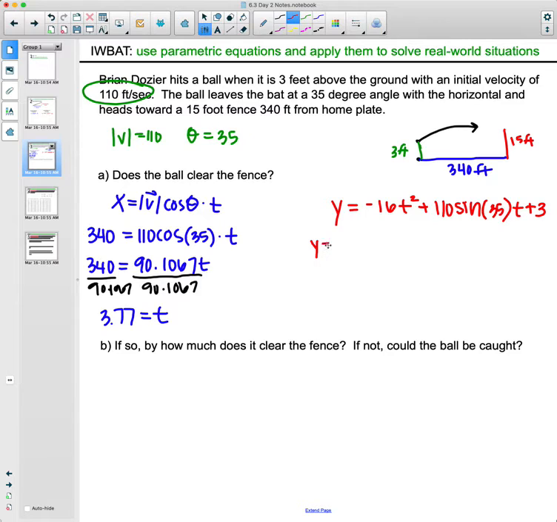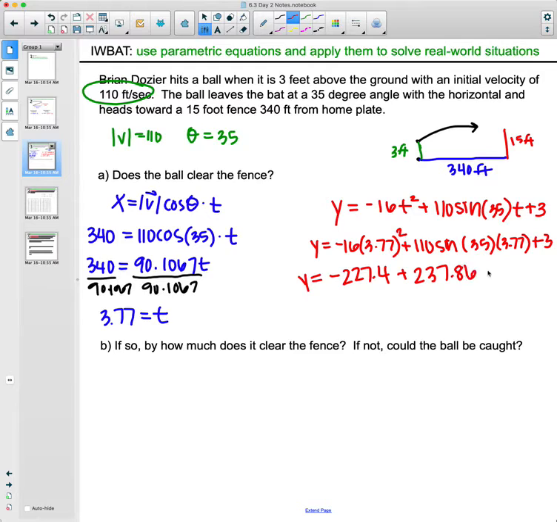So now you're going to just plug in 3.77 into here to see what the height of this ball was after 3.77 seconds, to see if the ball was high enough to clear the fence. Okay, so negative 16 times 3.77 squared, and you can just type this all in at once if you want to. I'm just going to write it out in chunks. So this would be negative 227.4, and then you'd have 110 times sine of 35 times 3.77. So you get 237.86 and then plus 3. So just add all of that together.